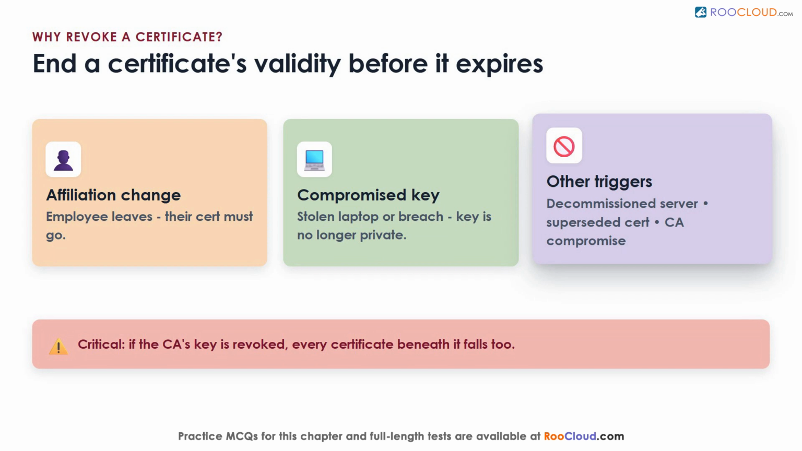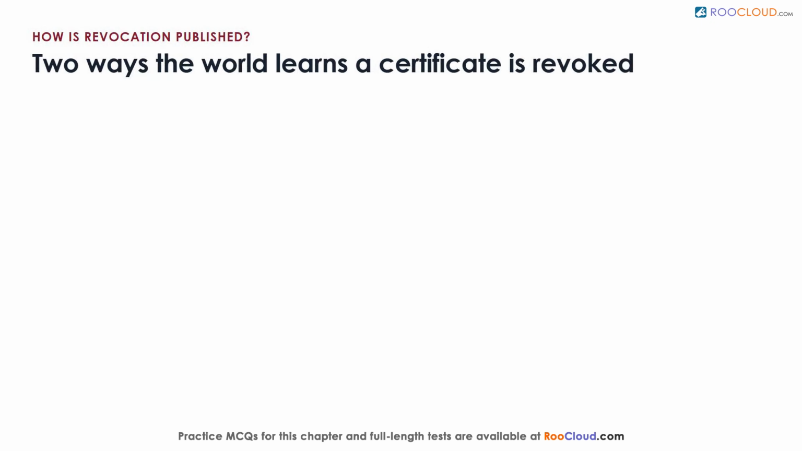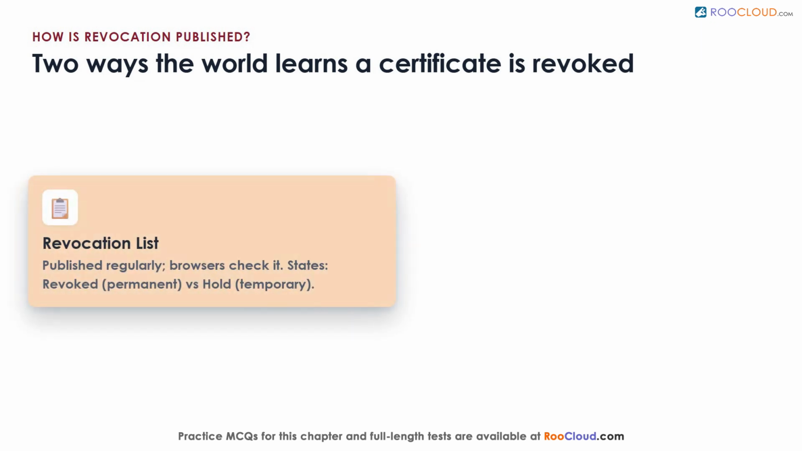And here's a critical point. If the authority's own key is revoked, every certificate beneath it falls too. How does the world learn a certificate is revoked? Through a revocation list. It's a list of certificates the authority has revoked, published regularly. Browsers check it before trusting a certificate. There are two states to know. Revoked is permanent and irreversible. Hold is temporary and can be undone.